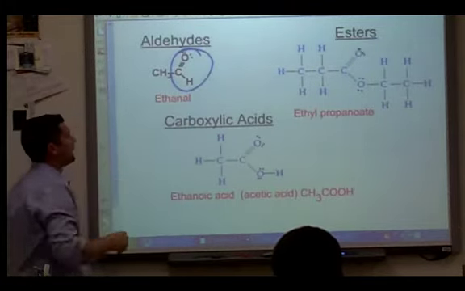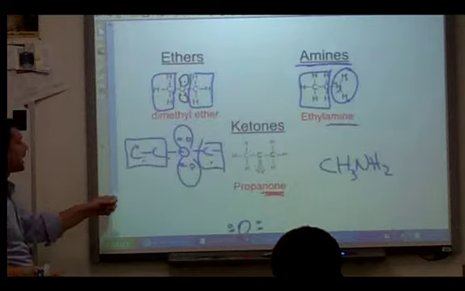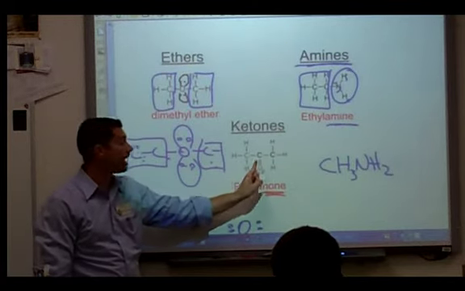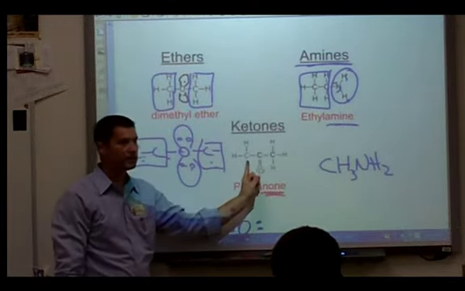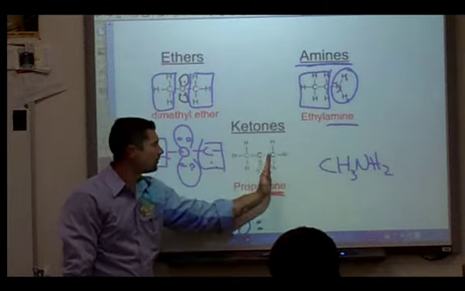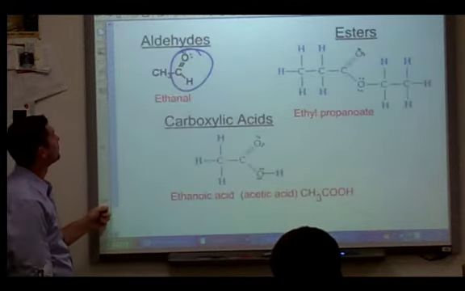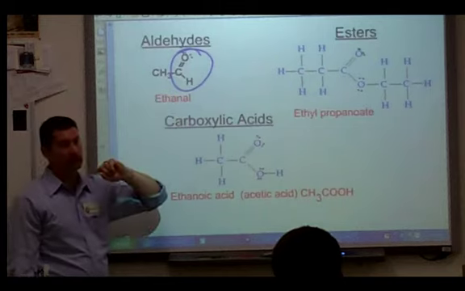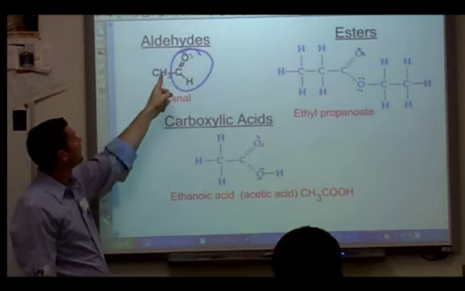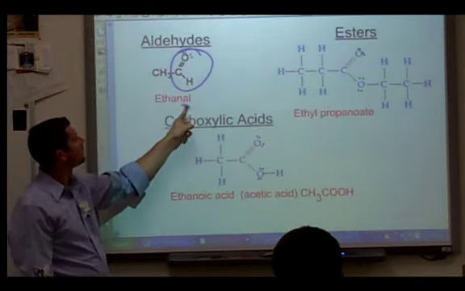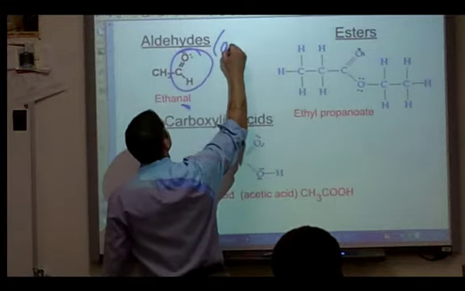Aldehyde, like formaldehyde. That's going to have that double bonded oxygen just like this guy, but it's going to be on the end, not in the middle. So if you see it on the end, it's not a ketone per se, it's going to be an aldehyde. This is ethane, right? Ethanal. So this is going to have an AL ending.